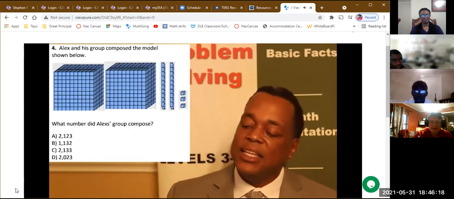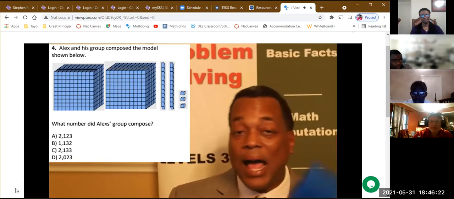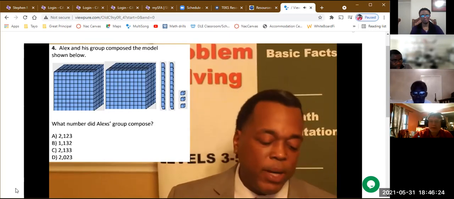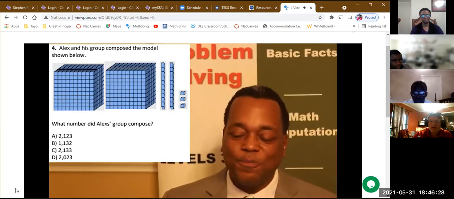And lastly, this is a pictorial model, and we're taking these base 10 blocks and turning them into a picture. Remember, the base word of pictorial is picture.